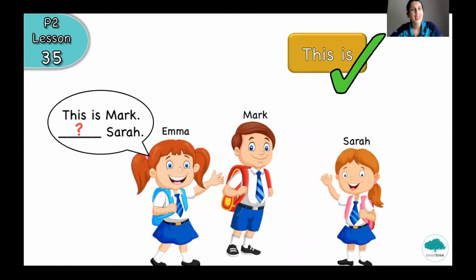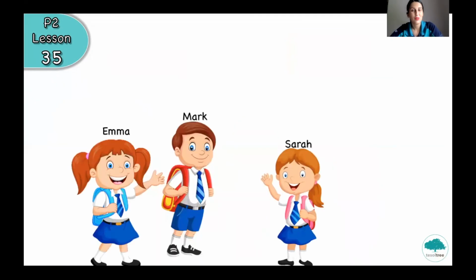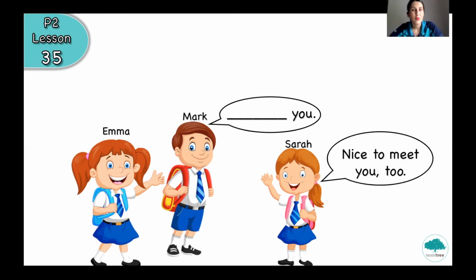This is... Yes, that's right. We should choose "this is" because we introduce somebody. So this is Mark and this is Sarah. Very good. Okay, so now Mark wants to say something and we don't know what he is saying. So let's try to guess. He said something, and then Sarah said, nice to meet you too.